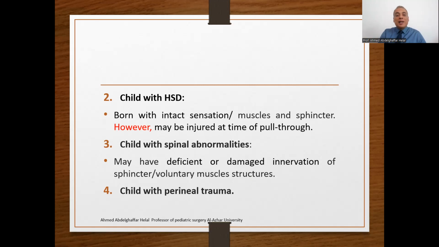Number three is child with spinal abnormalities, who may have deficient or damaged innervation of the sphincters or the voluntary muscular structures. Number four, child with perineal trauma due to damage of the muscles or nerve or sphincter control. So these are the types of children that may be affected with fecal incontinence, with special stress on anorectal malformation, Hirschsprung disease, spinal abnormalities, and a child with perineal trauma.